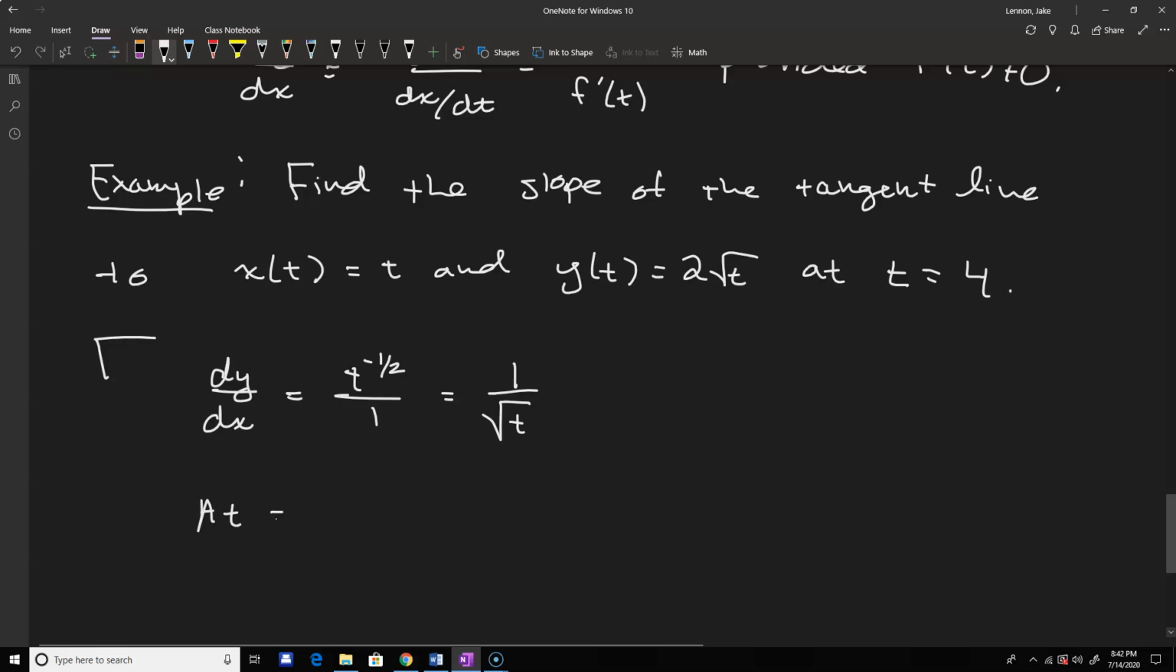and at t equals 4, this is just going to be 1 over the square root of 4, which is 1/2. So it's as easy as that.